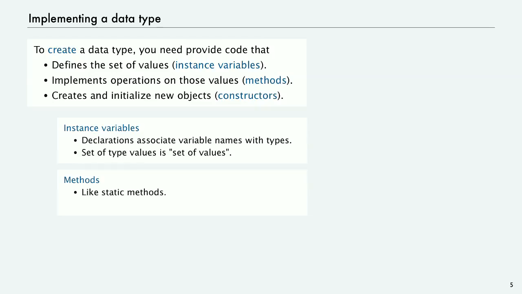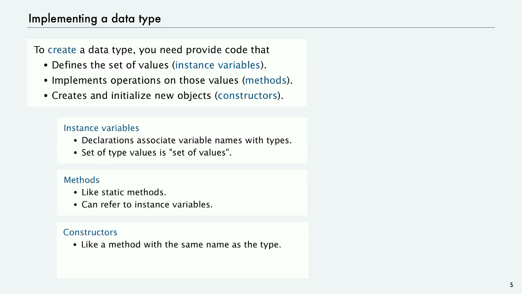Methods are like static methods, and they can refer to instance variables. And again, it's very similar to static methods, but with a profound difference, and you'll see it with some simple examples at the beginning. And a constructor is also like a method that has the same name as the type, and it doesn't have a return type because it's going to return a reference to an object of the data type. Those are the basic steps that we have to do, and we'll look at these in much more detail in just a minute.